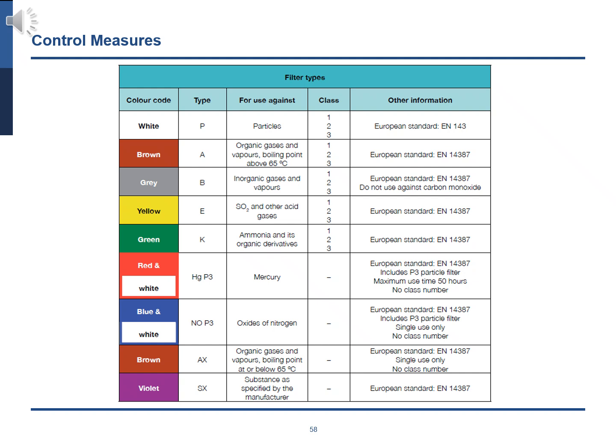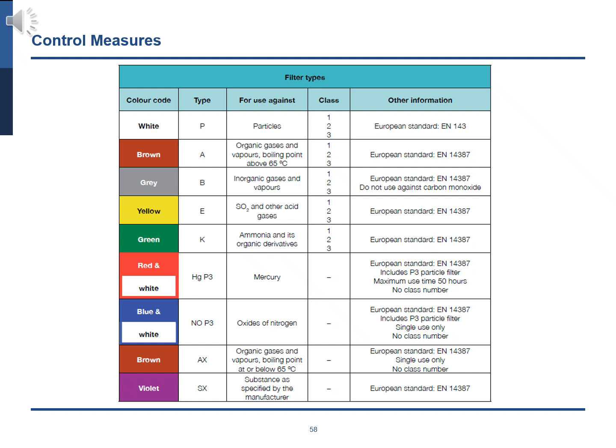Red, HGP3 for mercury. Complies with EN 14387. Maximum use time specified. White and blue, NOP3 for oxides of nitrogen. Complies with EN 14387. Single use only.